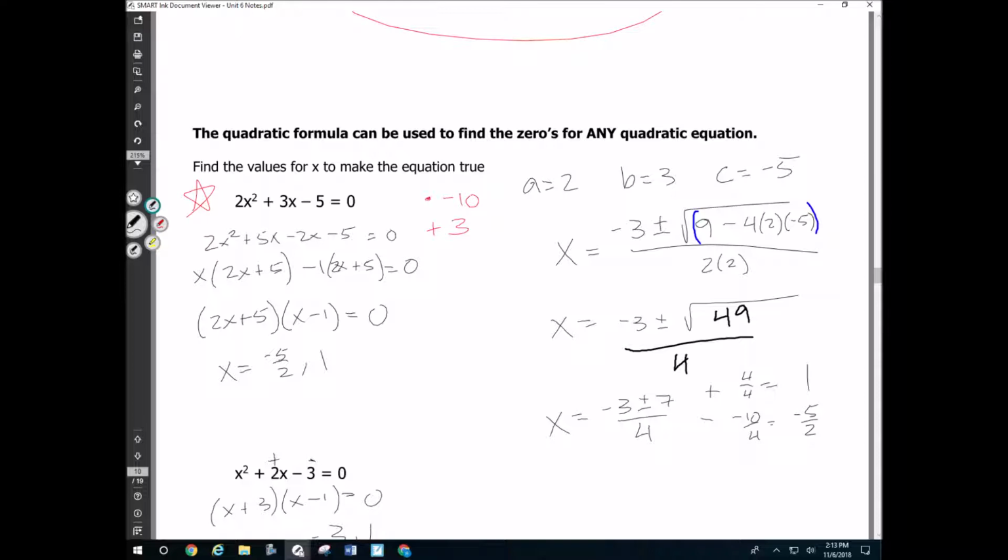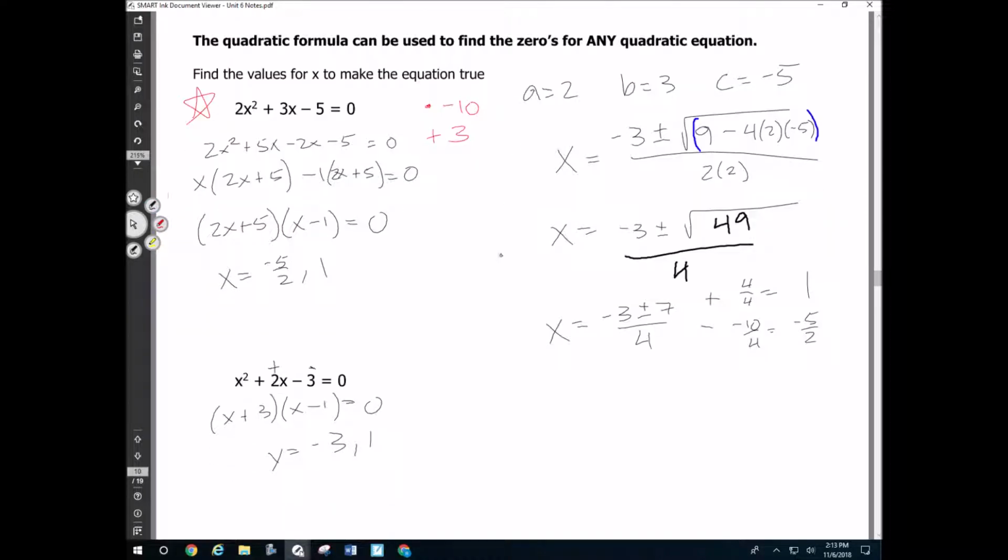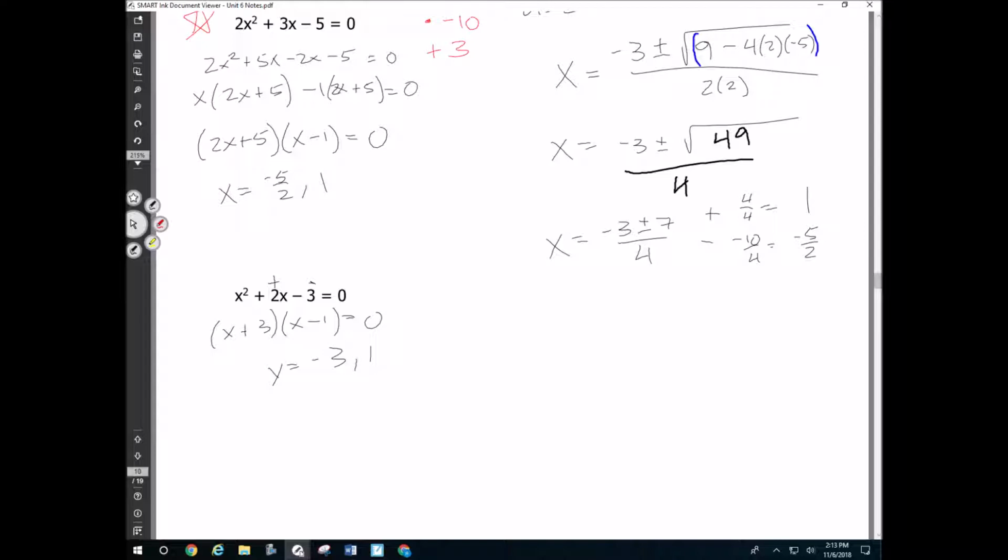Did I have to use this magical formula to solve this equation? No, I factored it. Okay? But this is available to us. Why don't we plug in A, B, and C for this equation and confirm our solutions are -3 and 1 by using the quadratic formula? X equals -b plus or minus the square root b squared minus 4ac all over 2a.